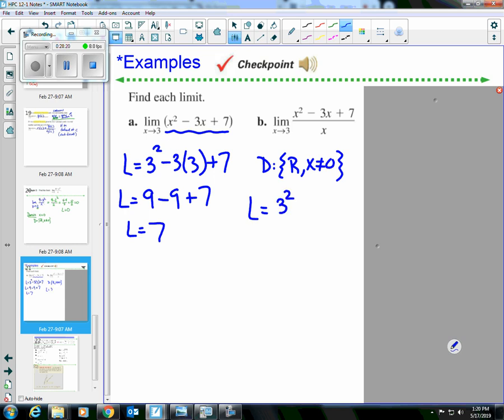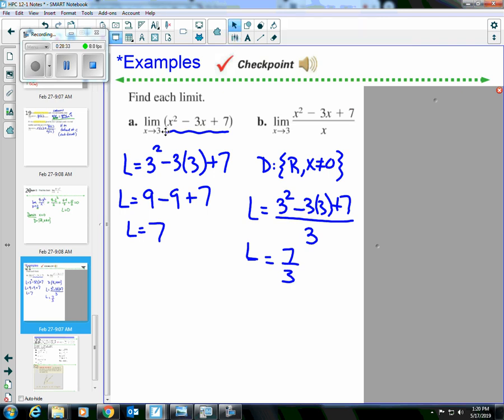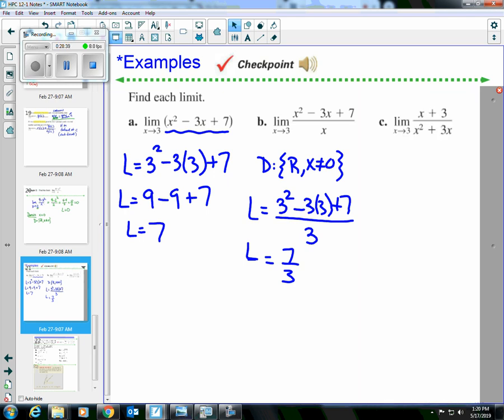So we have a 3 squared minus 3 times 3 plus 7. So almost the exact same function, but I made it rational. And then over 3. So the limit would be 7 over 3, so 7/3. And again, you can graph and trace and make sure that that seems reasonable when you look at the picture, but there's no discontinuity there. That's why I'm not worried. Okay, so let's take a look at the next one.